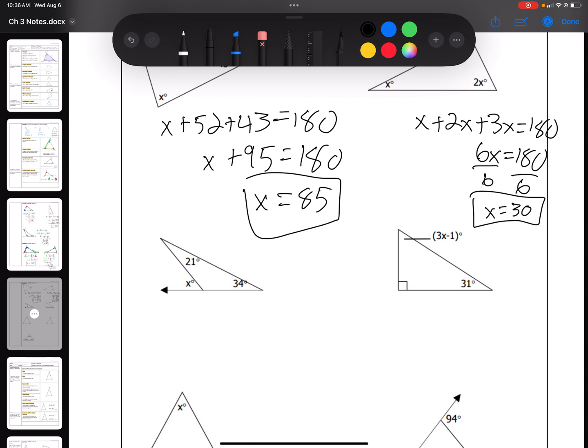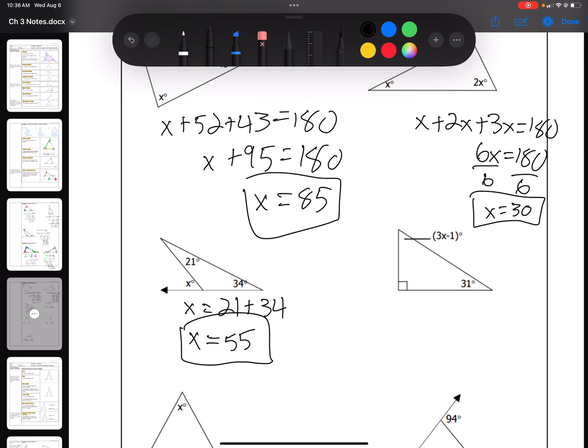This problem is an exterior angle. The exterior angle equals the sum of the interior angles that it's non-adjacent to. So all I need to do to figure out x is add together 21 plus 34, and I get x equals 55. Now again, you don't always involve 180. That's only for interior angles. X is an exterior angle. What about the next problem?